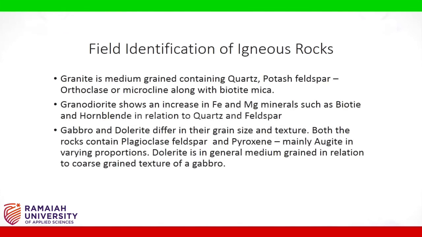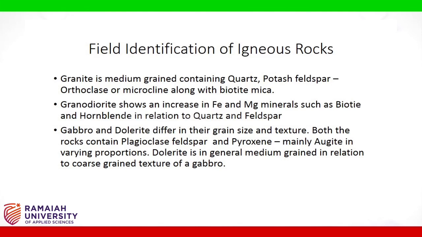Granite is medium-grained containing quartz, potash feldspar, orthoclase or microcline along with biotite mica. Granodiorite shows an increase in iron and magnesium minerals such as biotite and hornblende in relation to quartz and feldspar. Gabbro and dolerite differ in their grain size and texture.